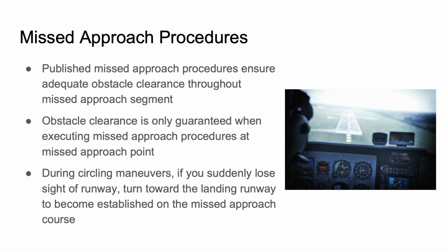Missed approach procedures ensure adequate obstacle clearance throughout the missed approach. Remember that you need to be flying at or below the maximum airspeed for your aircraft category in order for that to be true. Obstacle clearance is only guaranteed if you're executing the missed approach procedures at the missed approach point, however. So if you are doing a circling maneuver and you suddenly lose sight of the runway, you need to turn towards the landing runway and become established on the missed approach course before you start that procedure.